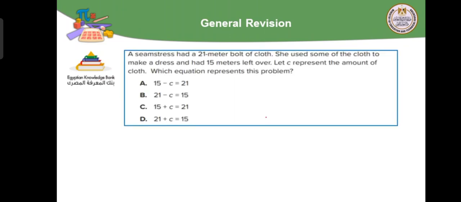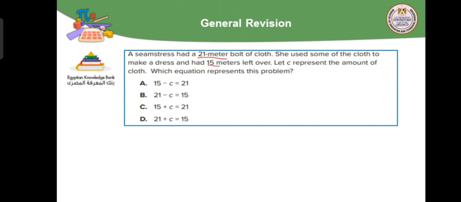A seamstress had a 21 meter bolt of cloth. She used some of the cloth to make a dress and had 15 meters left. Let C represent the amount of cloth. Which equation represents this problem? First, she has what? 21 meters. She used some of the cloth to make a dress.